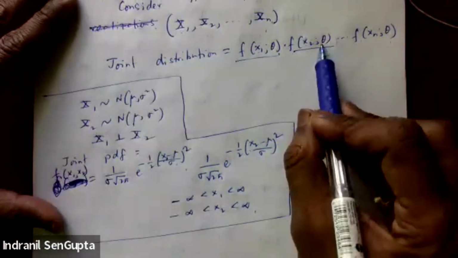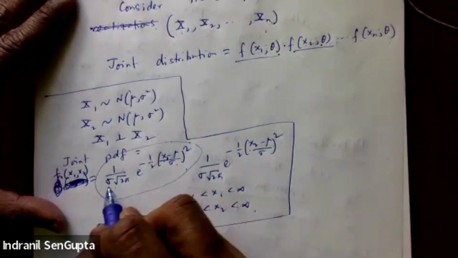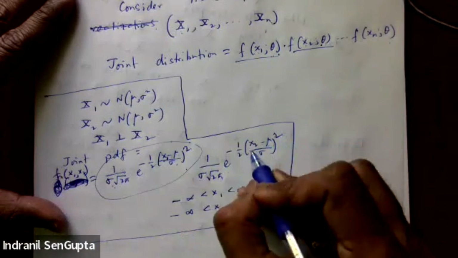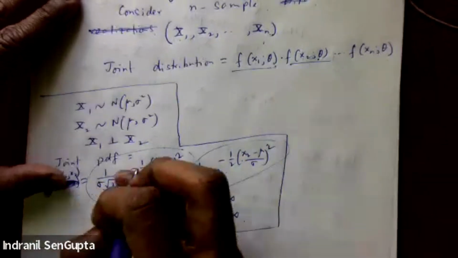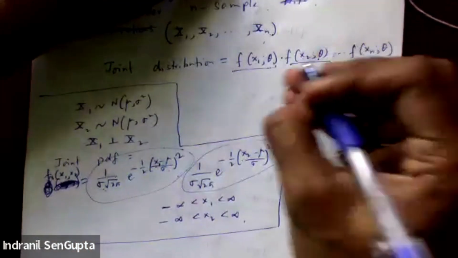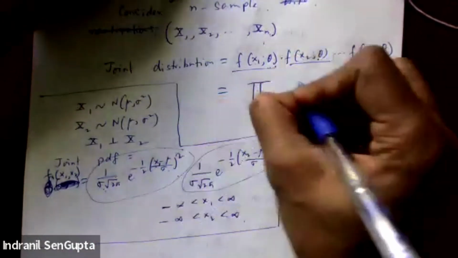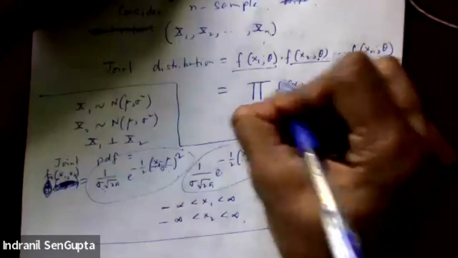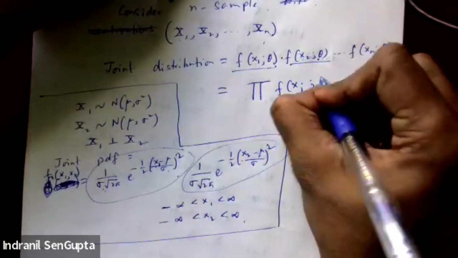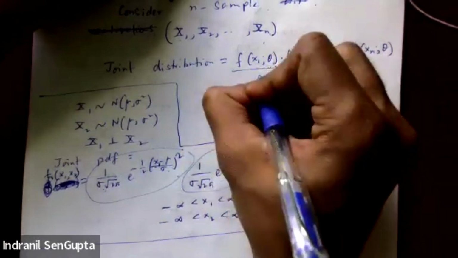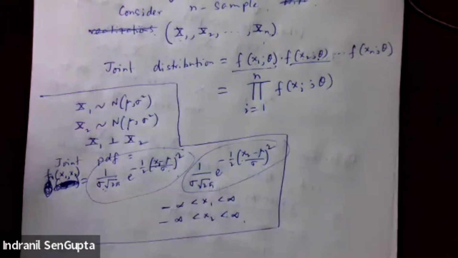Now, what is this theta business? Look at the first quantity. It depends on mu and sigma. So that's my theta for the first function. For the second one, it also depends on mu and sigma. That's my second function, and so on. Okay. Now in mathematics, this kind of expression is usually combined and written in product notation. So this is the product of f of xi semicolon theta, where i runs from 1 to n. Okay. That's how the joint distribution is written.